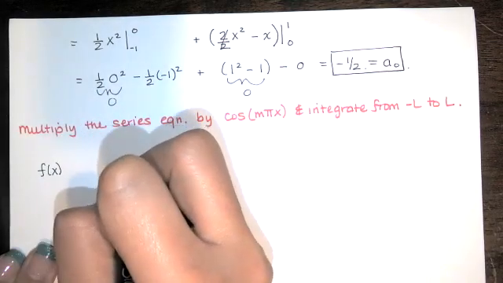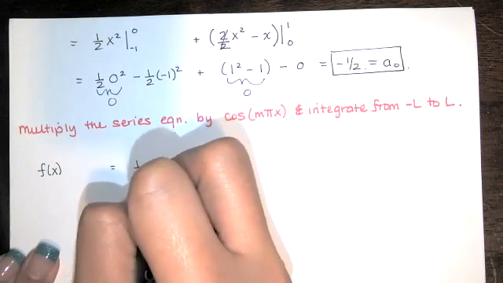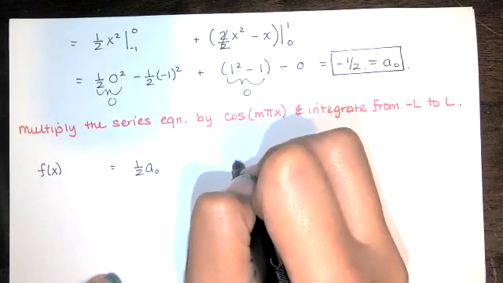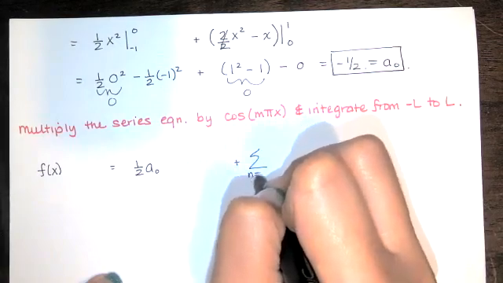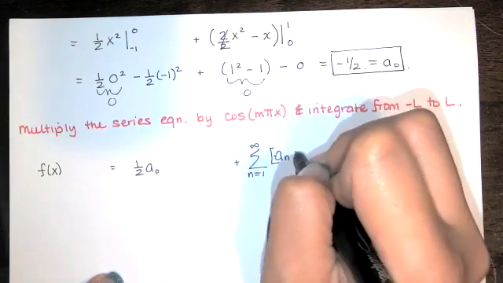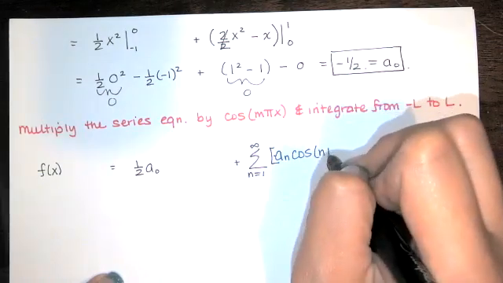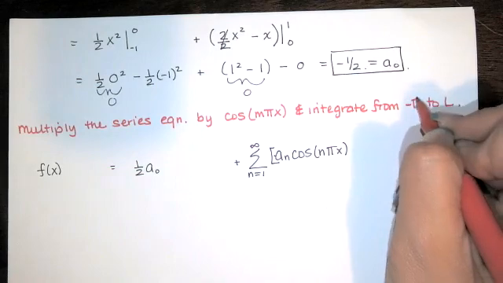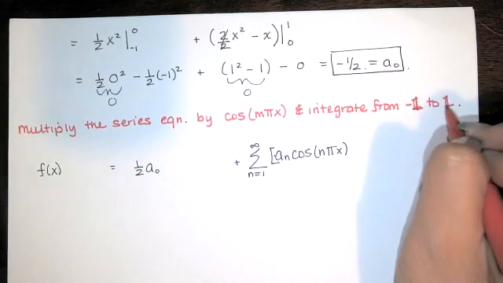And then we have 1/2 a sub 0. We're going to multiply that by a cosine. And then we'll have the sum as n goes from 1 to infinity of a sub n times cosine of n pi x. I keep writing -L to L. I should be writing -1 to 1 because we already know what L is.